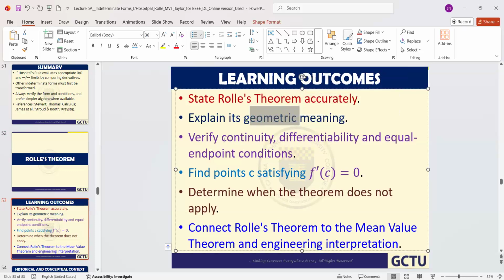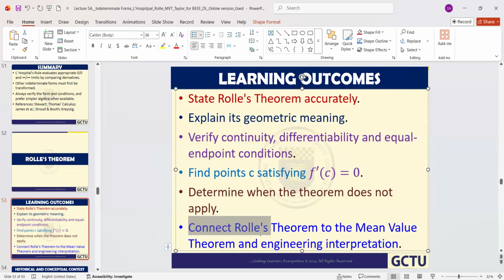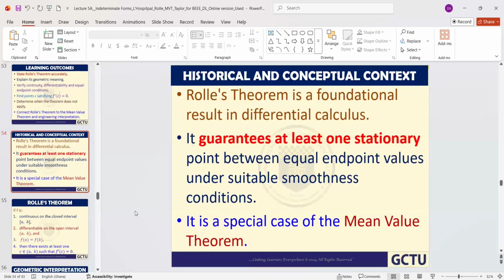And then we have to verify continuity and differentiability, and then find what we call the differential at a particular point. Determine whether this theorem does apply. So you see at the bottom you have written, Rolle's theorem connects to mean value theorem and engineering interpretation. They actually linked together, but I have separated them. So when we go through the two, you can see their differences.